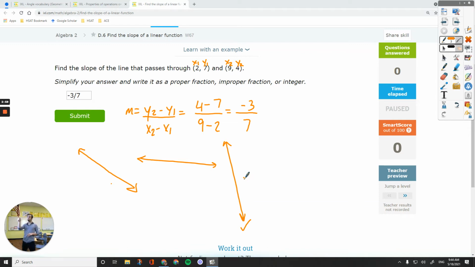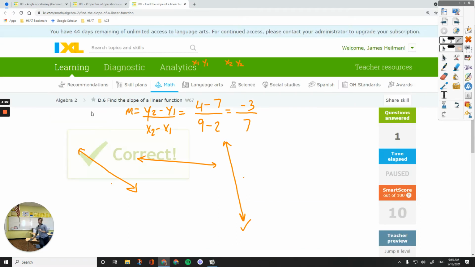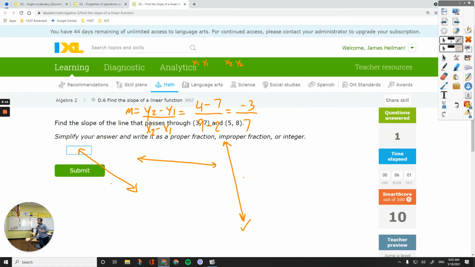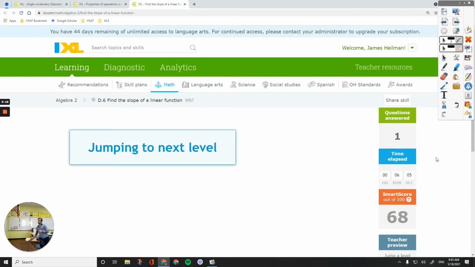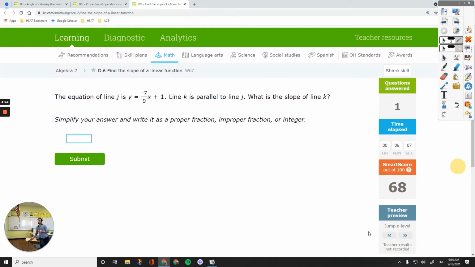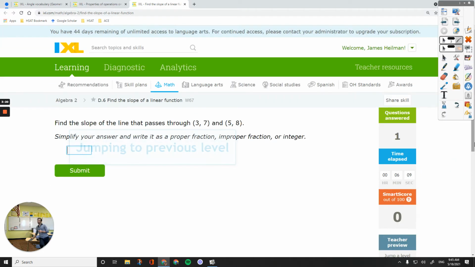So that's how you do the slope if you have 2 points given. y2 minus y1 over x2 minus x1. Don't mess up. If you put the x's on top, you're going to get a wrong answer. Okay, let's do one more and then skip another level. Let's just skip a level. Or let's do one more.